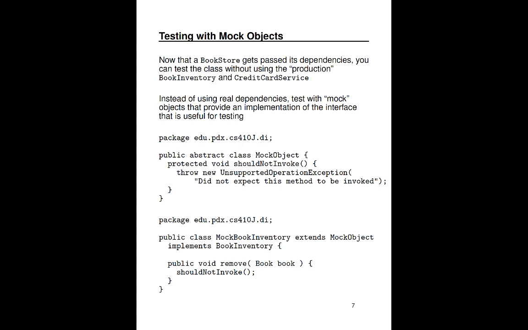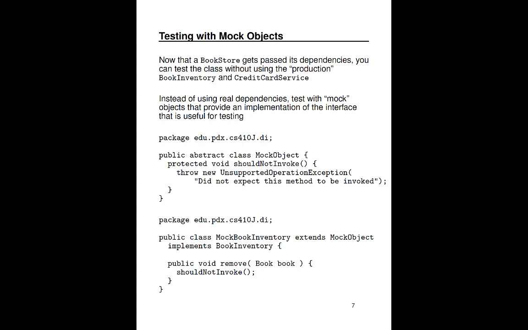So now that we've got a bookstore that knows nothing about its dependencies, only knows what interface they implement, it makes the code a lot easier to test, because now we don't need to provide actual production-level instances of book inventory and credit card service. We can instead provide objects that behave like a book inventory or a credit card service, but don't necessarily need to do all the same work of the actual production ones. Because what we're looking to test is the behavior of the bookstore object, not of its dependent objects.